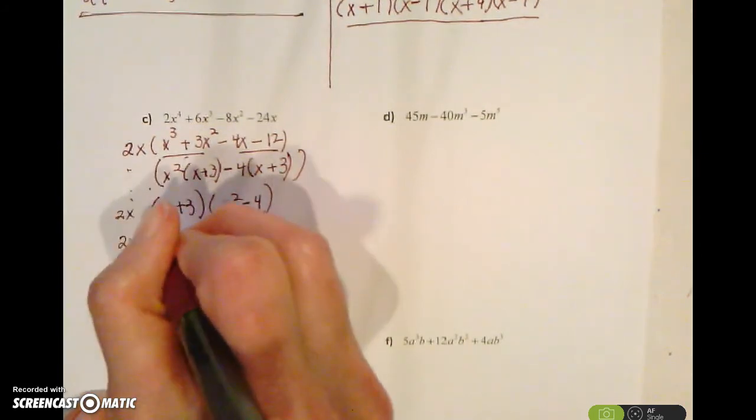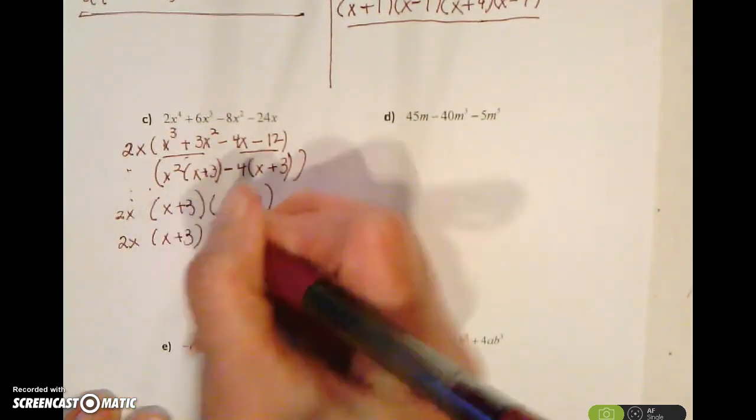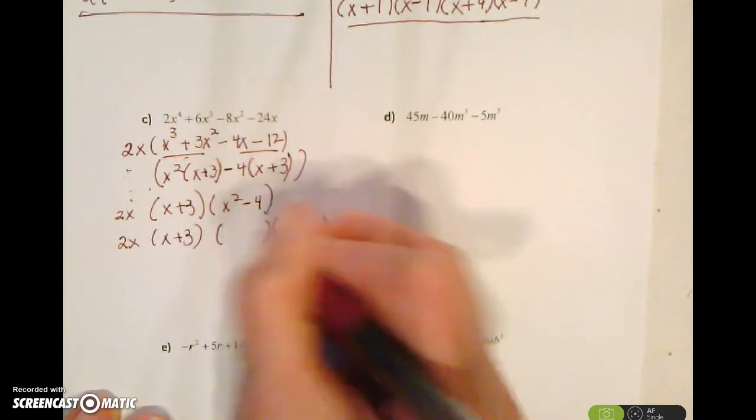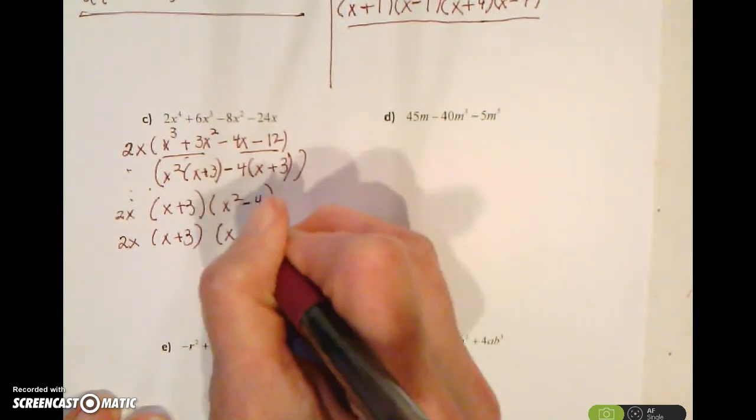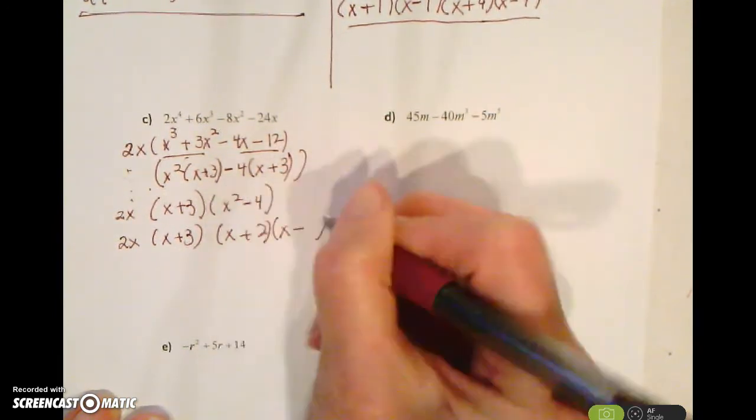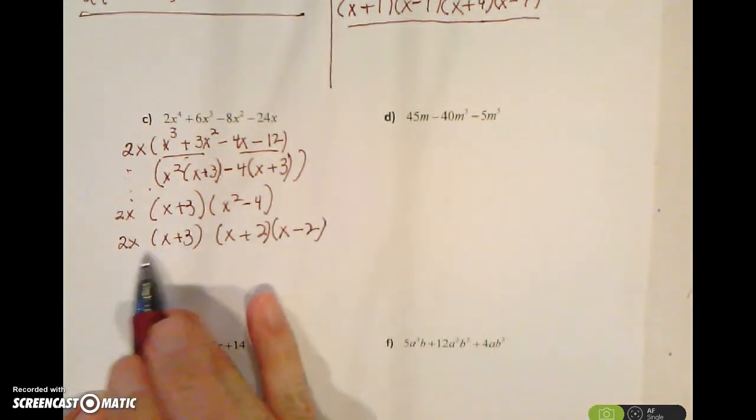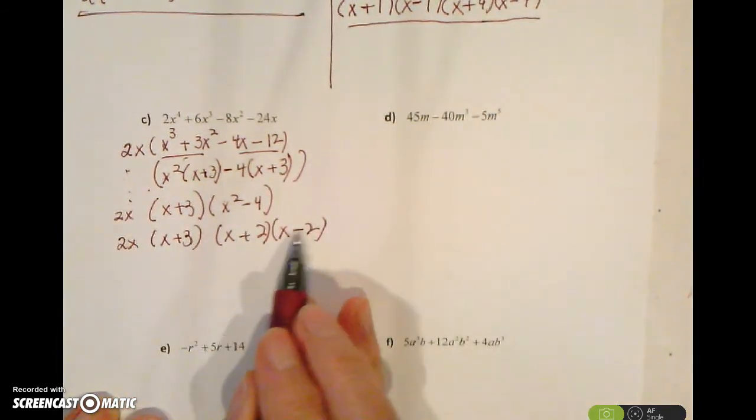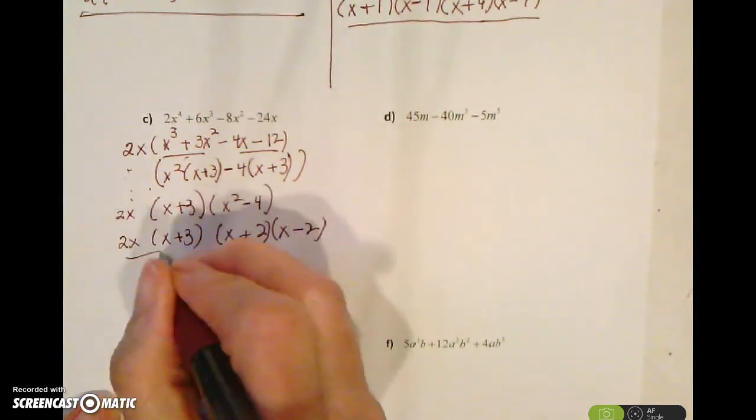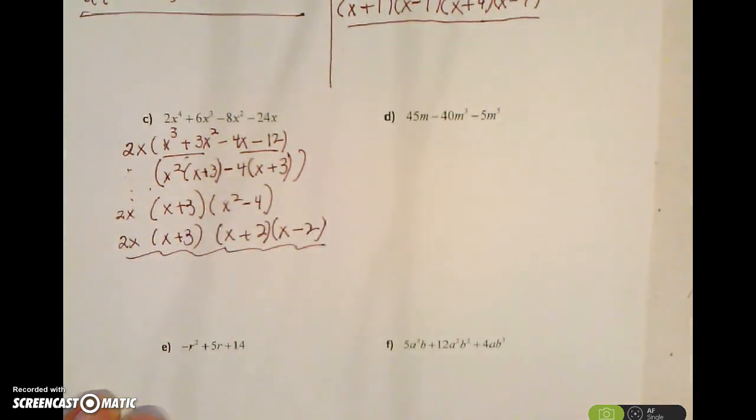So I'm going to have 2x, x plus 3. I'm going to factor this into x and x plus and minus 2 and 2. And I don't see any more squares that I can factor. So this is my answer.